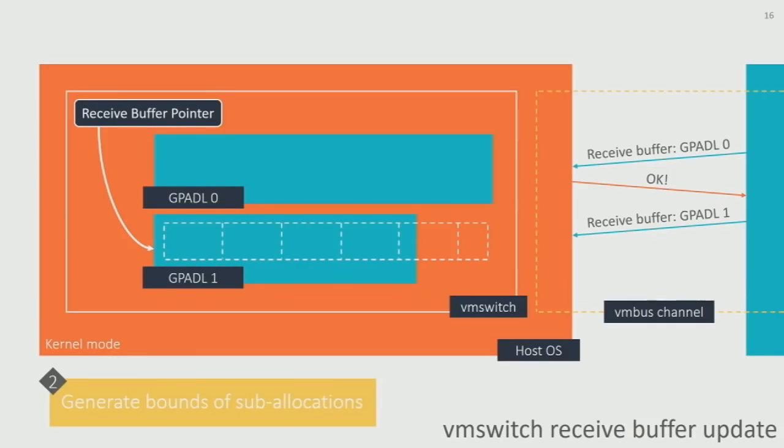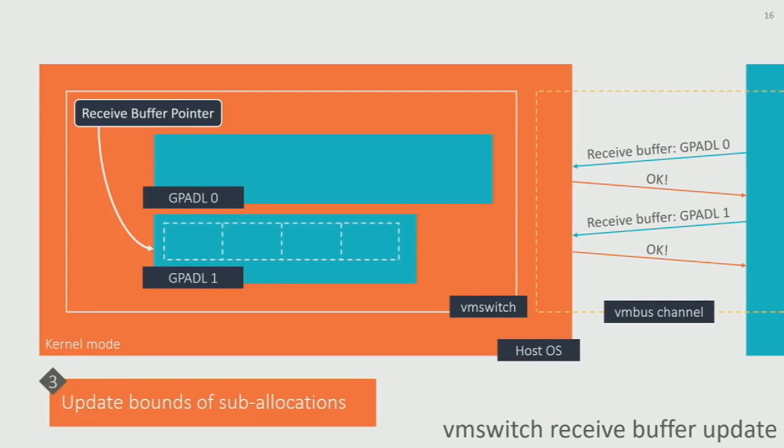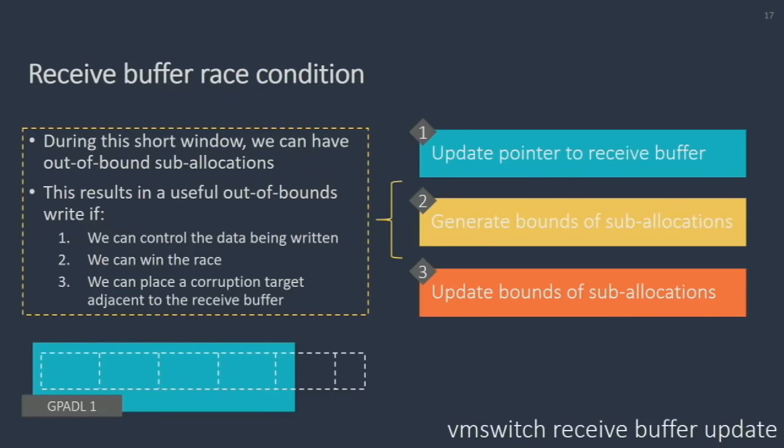Of course, if you let it generate its new sub-allocation bounds, and you let it go all the way to step 3, it's totally fine. After that, you end up with a perfectly valid receive buffer, a really good receive buffer, and it's totally possible to use it. Unfortunately, you do end up with this tiny window during step 2 where you are potentially able to write data out of bounds from that receive buffer.